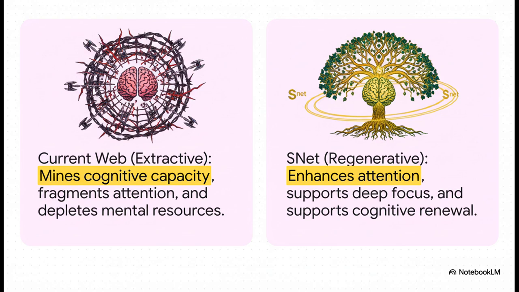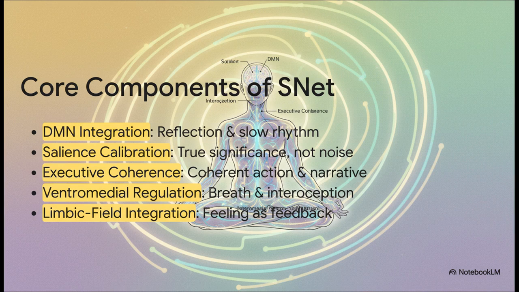And the contrast here is just night and day. Instead of mining our minds, it would enhance our attention. Instead of shattering our focus, it would actually support deep work and flow states. And instead of hijacking our brain's reward circuits, it would help integrate our neural networks, moving us away from depletion and toward renewal. So how would we even do that? Well, it means we have to design systems that actually support the integration of our key neural networks. So instead of just hacking one, it would foster balance. It would allow for slow reflection, help us figure out what's truly important instead of just what's algorithmically loud, support coherent action, and even integrate our internal body sense, our breath, our physical feelings back into our digital lives.